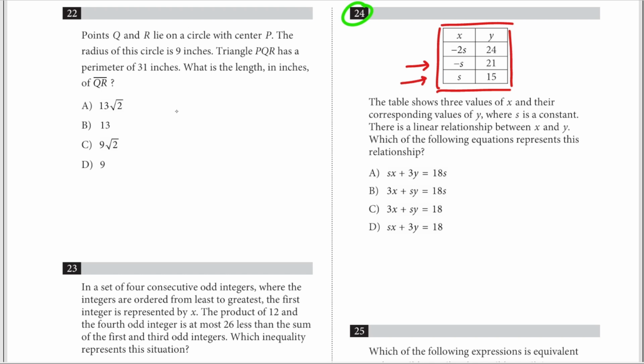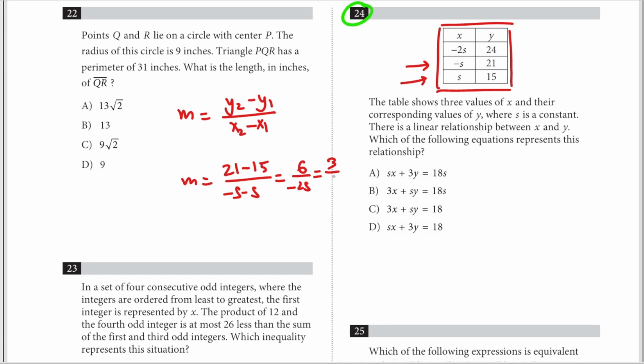So the slope m is equal to y2 minus y1 over x2 minus x1. If we plug in the y's and the x's respectively, we're going to get m is equal to 21 minus 15 over negative s minus s, which is equal to 6 over negative 2s, which is equal to, divide by 2, 3 over negative s, or just negative 3 over s. Beautiful. That's our slope. So let's just summarize this one more time. So m is equal to negative 3 over s.